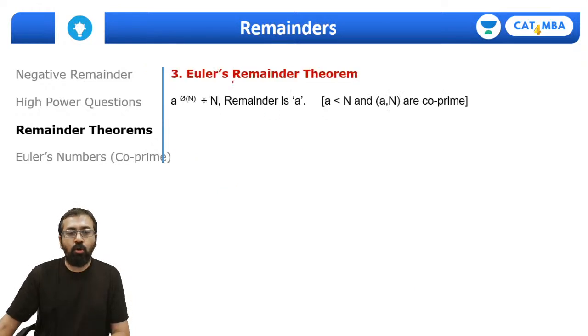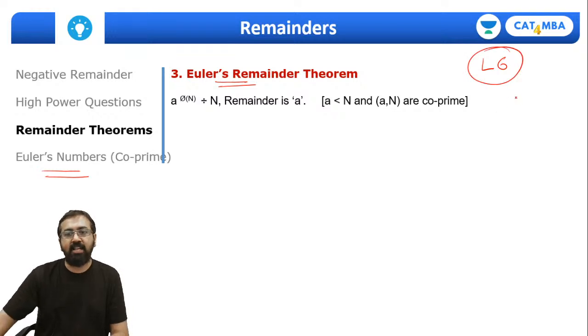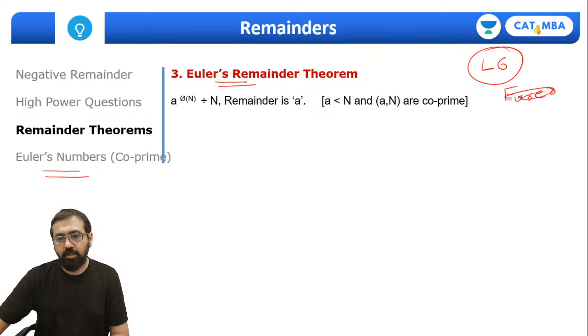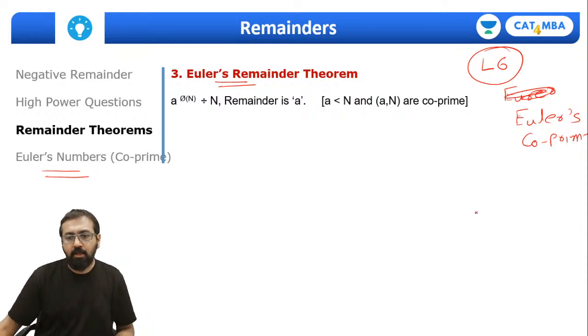Right, one more is Euler's remainder theorem, and for that you will have to understand Euler's numbers. So in tomorrow's session, in the next session, that is our lesson number 6, I'll explain Euler's theorem and Euler's co-prime numbers. Oh, sorry. Euler was a very great mathematician. He has given that mathematical constant 2.718 something. He has also given some theorems for this one. So we will discuss this tomorrow.